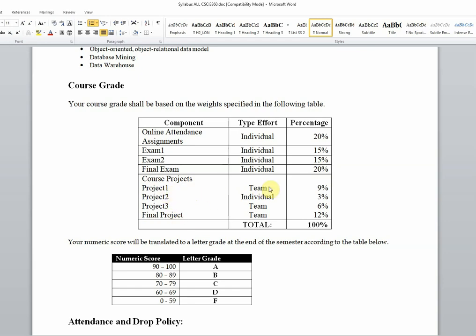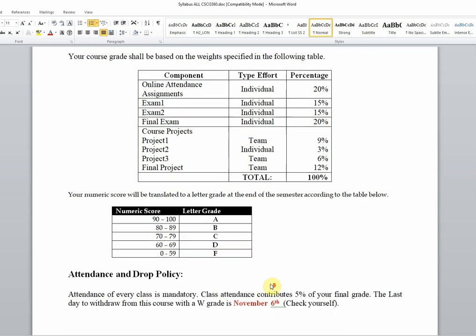The first project is going to be a team project worth 9% of the overall grade. I try to make it very clear so that you will be able to see how much they weigh. There is only one individual project, which is project number 2. It is 3%. Project number 3 is 6%. The final project is 12%. So the overall percentage on this course is going to be 100%. Based on your performance, A, B, C, D, F, just following the regular scale.